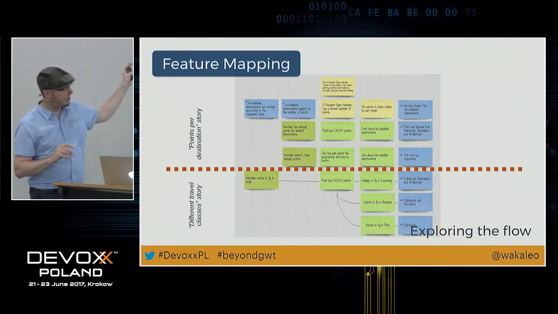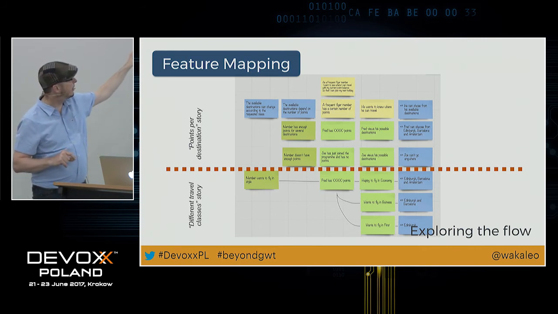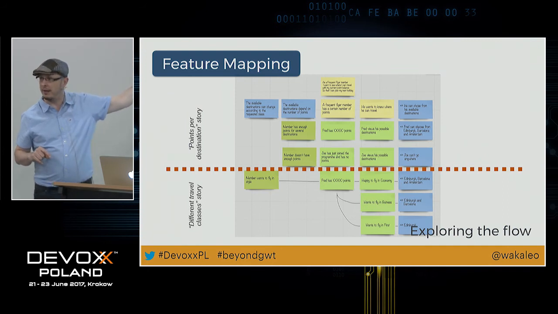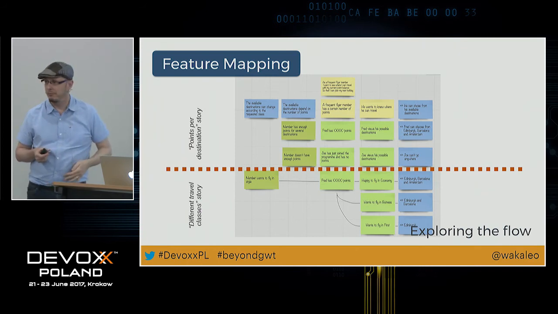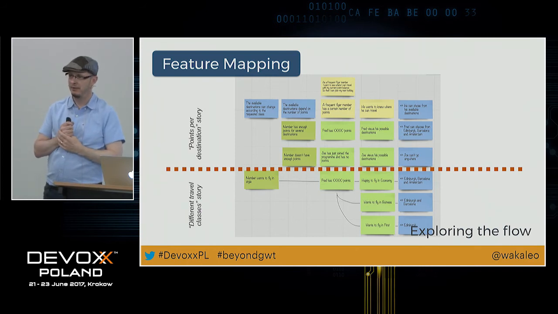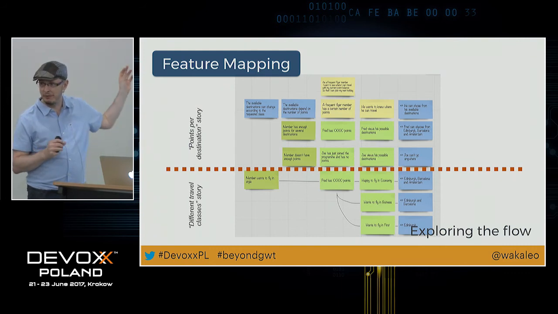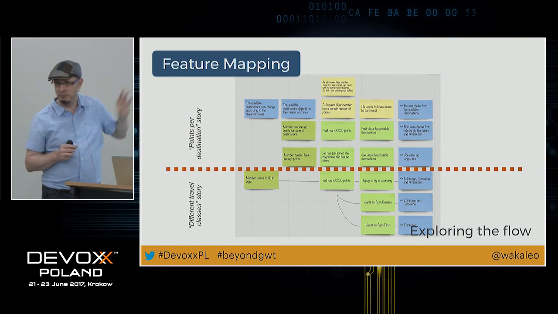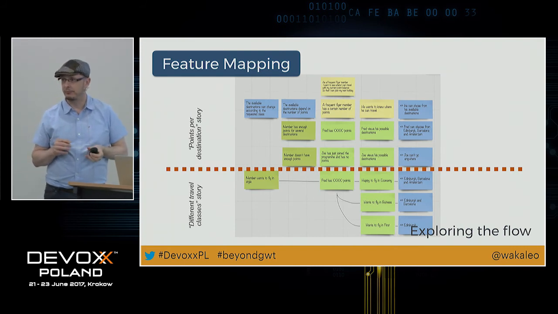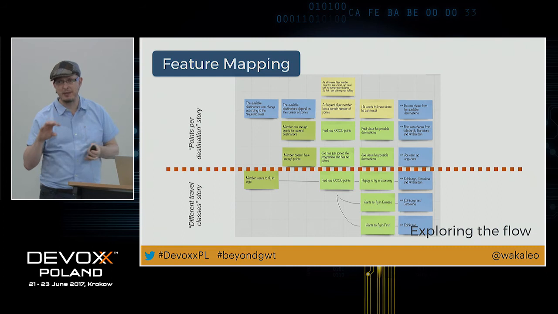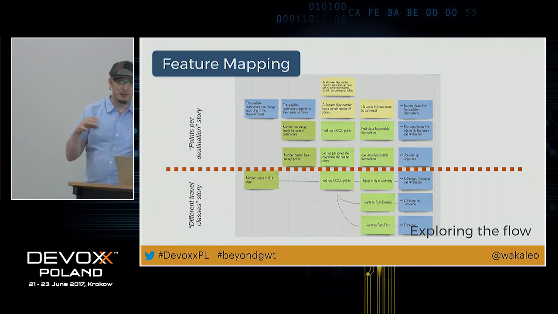Nice thing about the feature mapping, though, is that if you look at those green cards, and if you put a given and a when and a then in front of them, what do you get? You get Gherkin. You go straight from the feature map flow into Gherkin. But the Gherkin will be in business language and not in terms of clicks and enters and UI details. It'll be in terms of business flow, which is what you want.